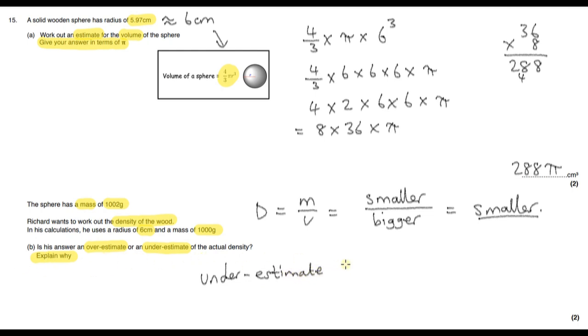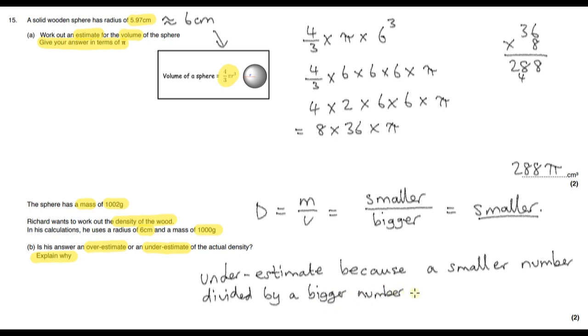And we need to explain why. So because a smaller number divided by a bigger number gives a smaller answer. And that might not be the best way of saying it, but if you just put something along those lines, then you will get the full marks for that.